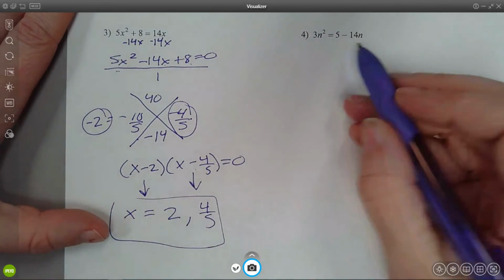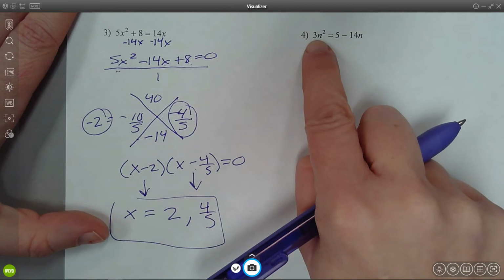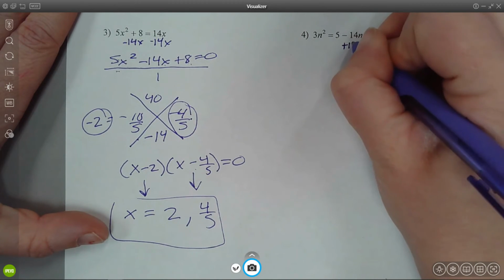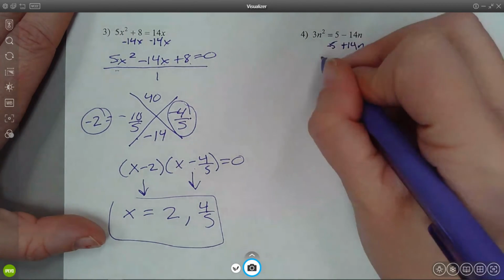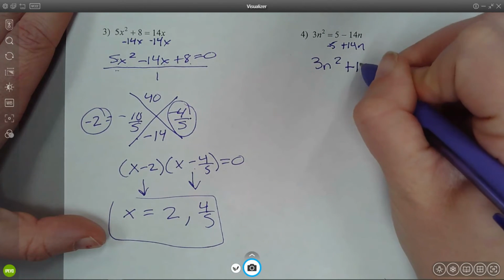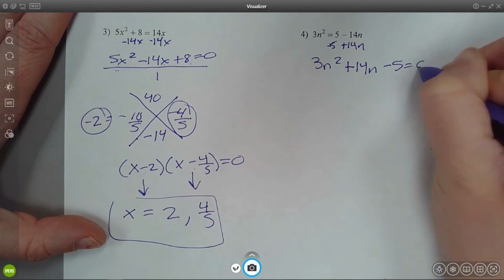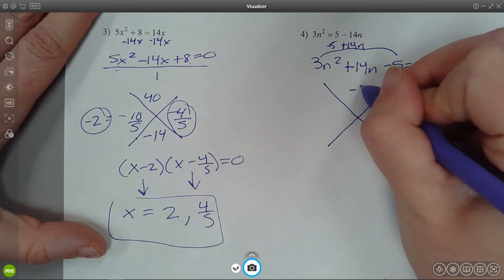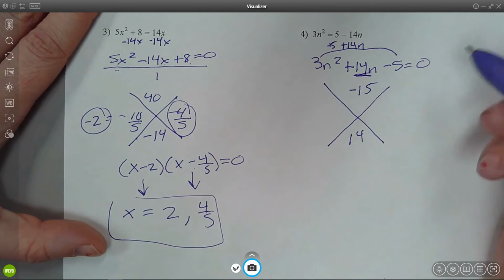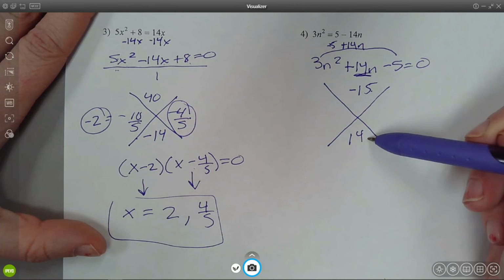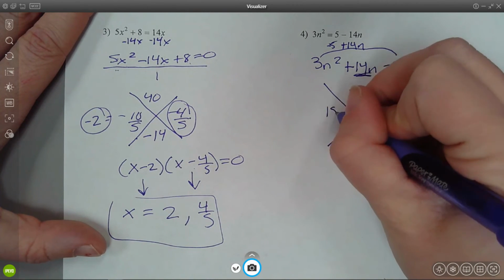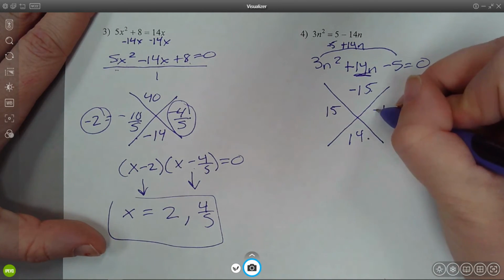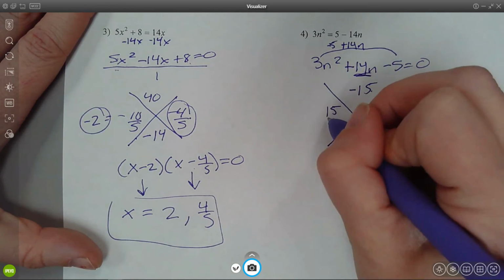And then lastly, number 4. Again, I don't want to move this 3 over here because we want that positive front term. So I'm going to add 14 to the other side and subtract 5 from the other side. I end up with 3n squared plus 14n minus 5 equals 0. Go ahead and make my x factor. Multiply the outside to get negative 15. Drop down that inside. What can multiply to 15 but add to 14? A 15 and 1 is the only combination that can make a 14: 15 minus 1.